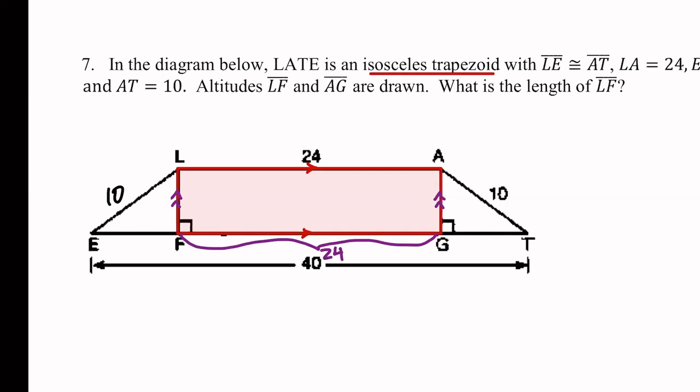So if we know that that piece is 24, then we know that we're going to have 16 left over for these two sides here, right? They want the length of LF. They want this piece here. I need some kind of justification to say that these two line segments are congruent. They certainly look like they are, but I want to be able to say certainly that they are.